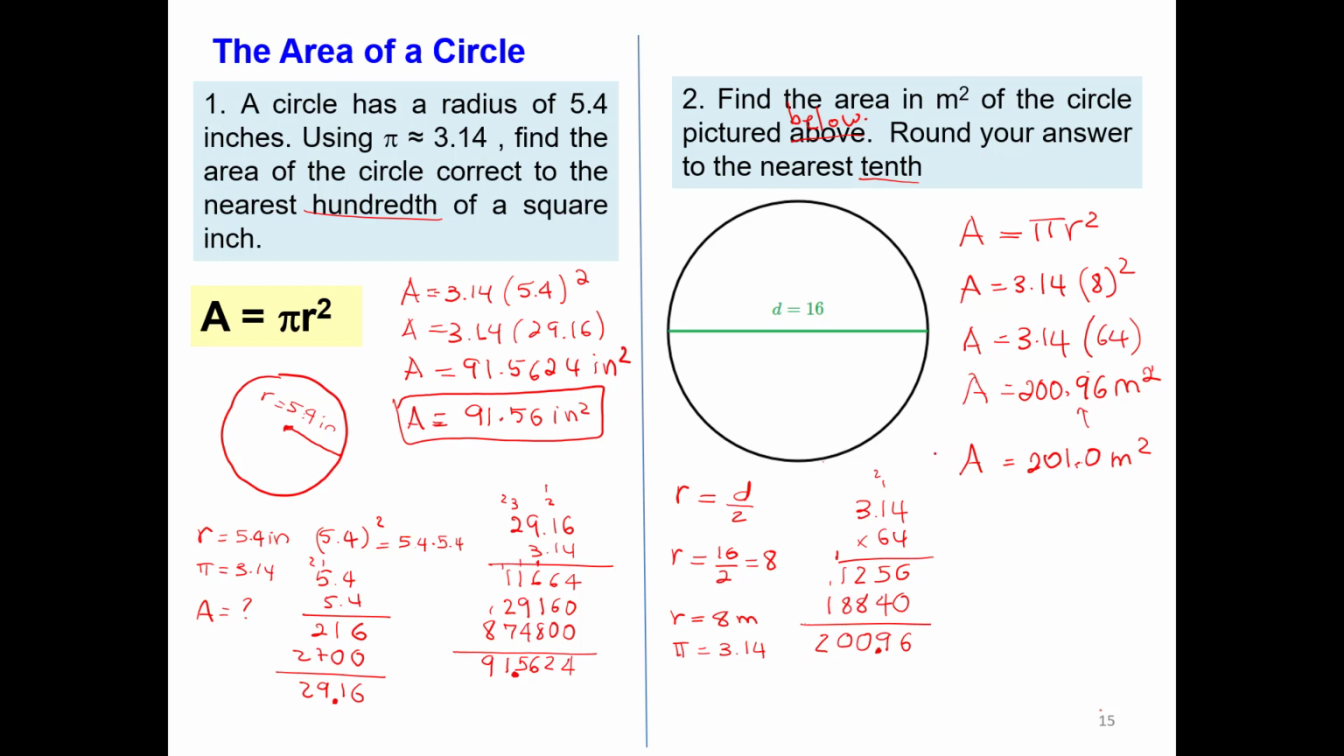Yes, and it made sense because it's 200.96. It's close to 201. Then the answer in this case, the area of the circle, is 201 meters square. Yes, this is the answer of this problem.